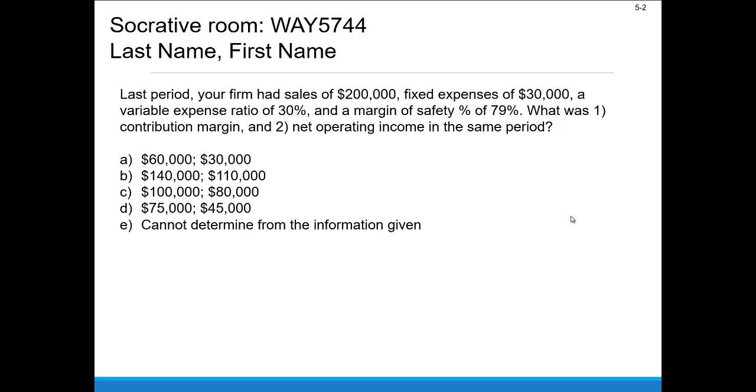So first up, last period your firm had sales of $200,000, fixed expenses of $30,000, a variable expense ratio of 30%, and a margin of safety percent of 79. What was contribution margin and net operating income in that same period? So pause the video here, work through that, and then come back for that solution.